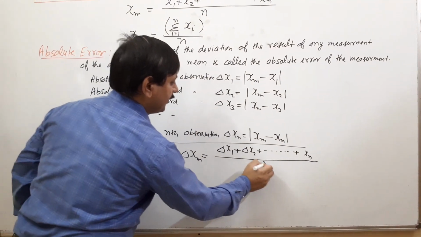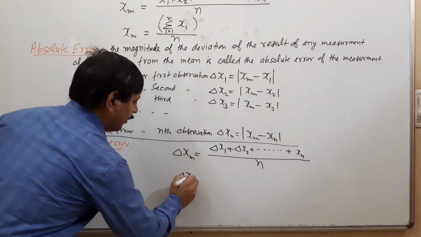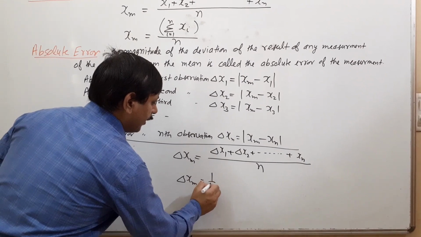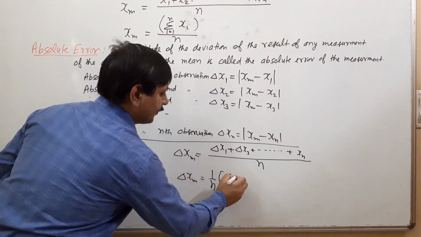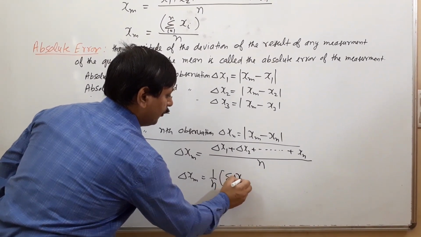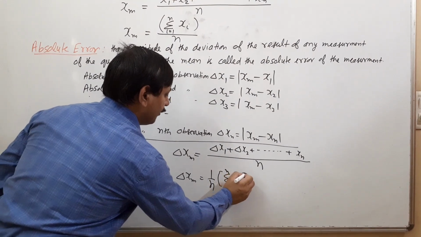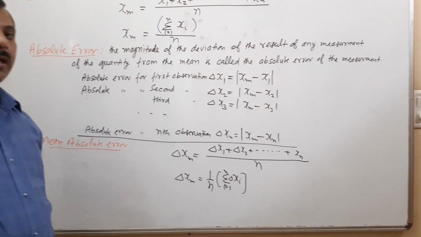Number of observations, this is n. This can be written as the mean absolute error equals 1 by n times the sigma of all absolute errors, taken from 1 to n, for all observations. This is called the mean absolute error.